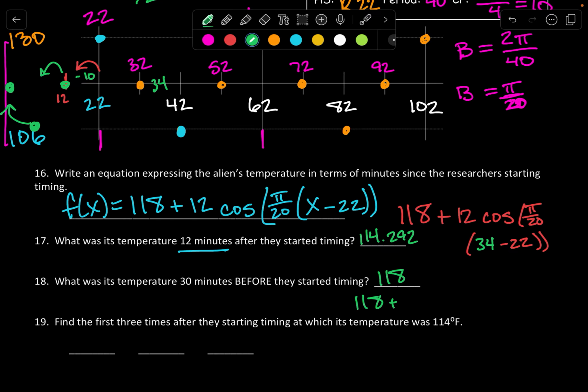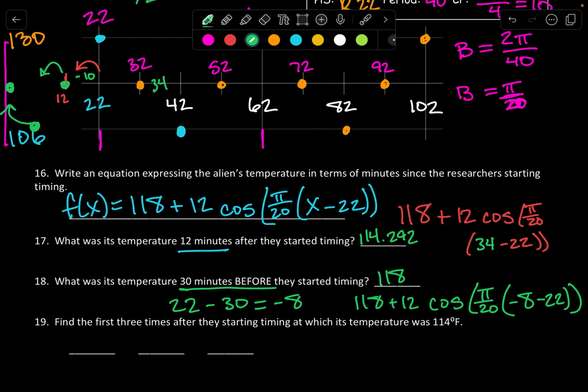If you wanted to, you could also plug it into your calculator. You could say 118 plus 12 cosine of pi over 20. Now our x, think about it, we started at 22. So if we subtracted 30 from that, since it's 30 minutes before, 22 minus 30 brings me to -8. So I would put in a -8 as my input, minus 22. And if you type that into your calculator, you should get 118.